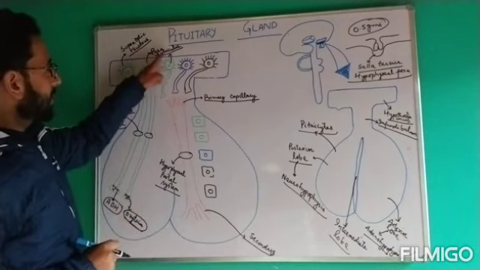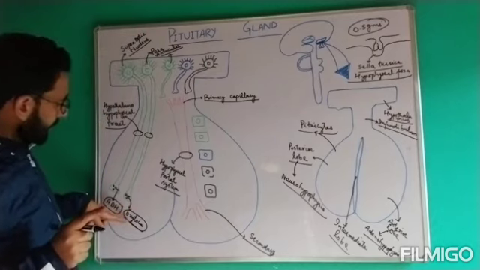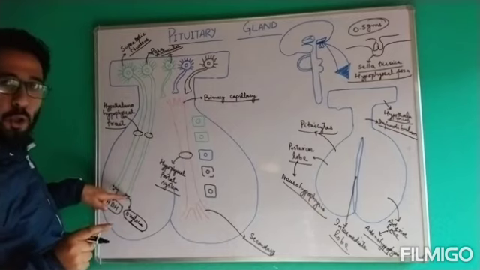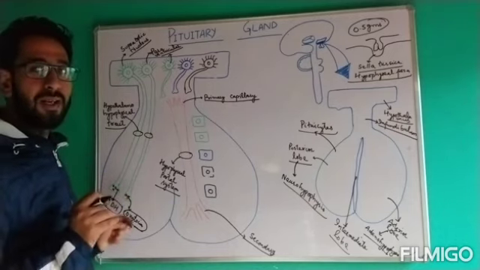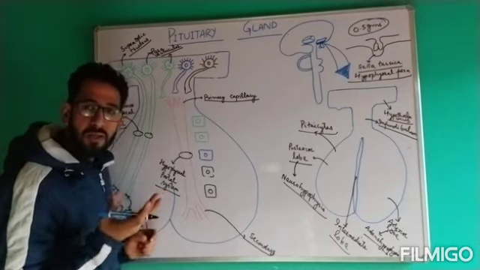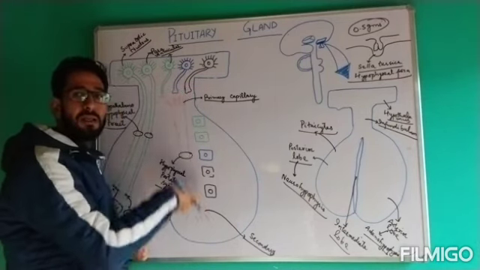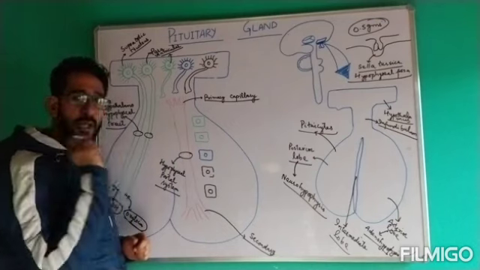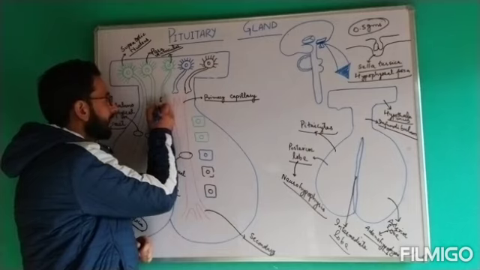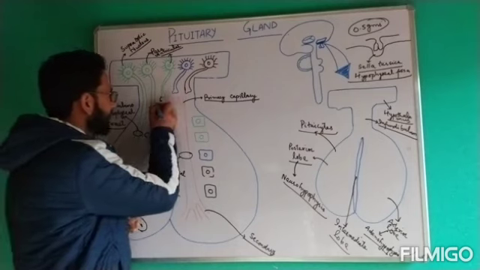Now this paraventricular nucleus has one function, that it synthesizes a hormone which is called oxytocin, and that is synthesized here and stored here and then released from the posterior pituitary gland. Now this paraventricular nucleus releases one more hormone, but that hormone has its effect in the anterior pituitary, not the posterior pituitary. That hormone right here is called corticotropin releasing hormone, CRH.